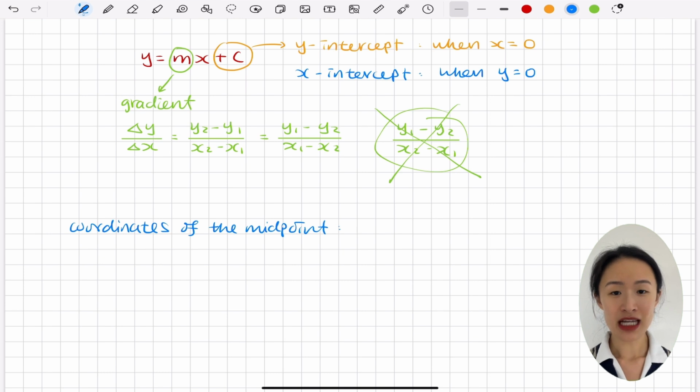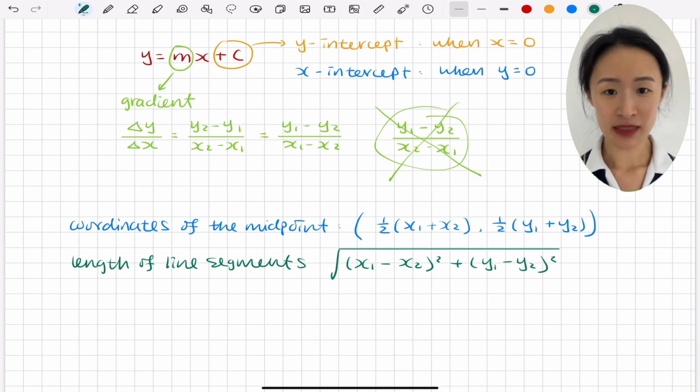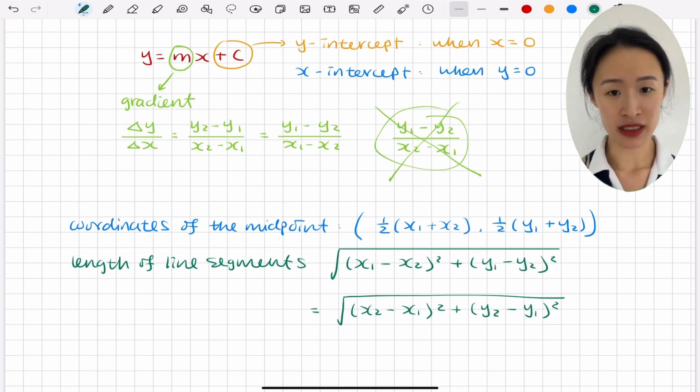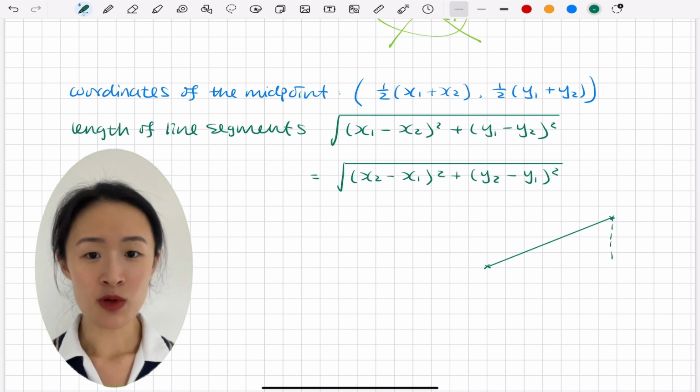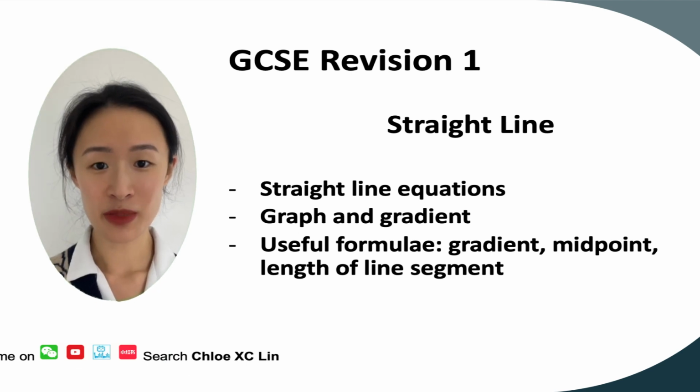So now let's look at the coordinates of the midpoint. To work out the midpoint, we need half of x1 plus x2, half of y1 plus y2. To work out the length of line segments, I need to use Pythagoras' theorem. As we can see on the board, what we need to do is to find the difference in x and the difference in y. Let's look at some examples.